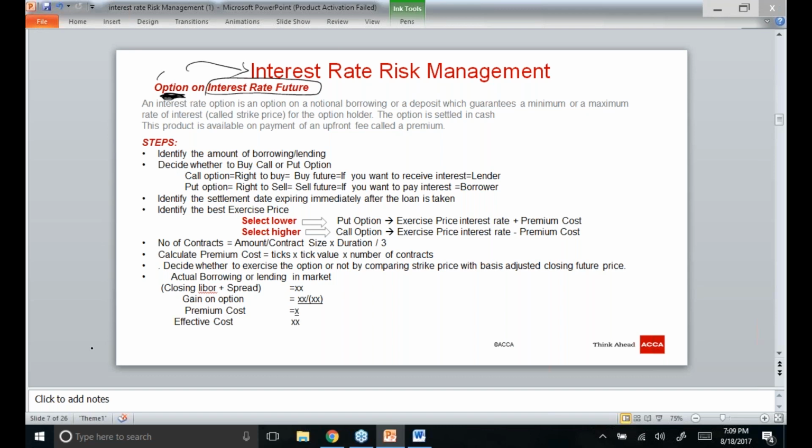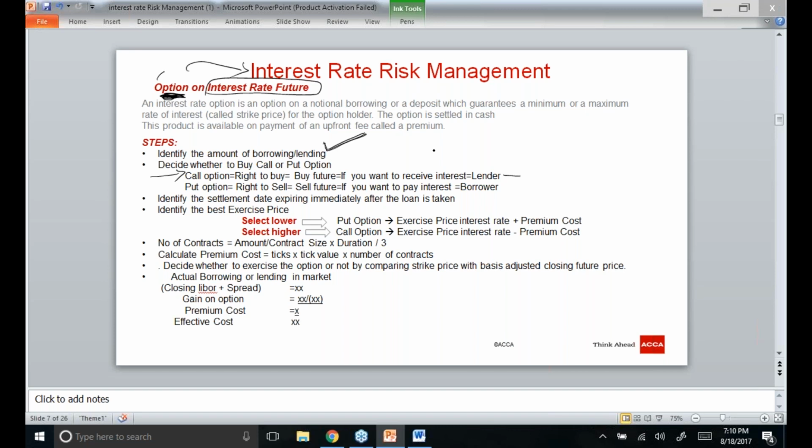So what are the steps involved? First one, identify the amount of borrowing or lending. Okay, we have done this in the previous question. Decide whether to buy call or put option. Okay, try to understand this. Call option means right to buy. Now you have to buy or sell future. Call option means right to buy, and what you want to buy is future. And when you want to buy future, you want to receive interest. And who will receive interest? The lender. So that means call option will be used for the lender.